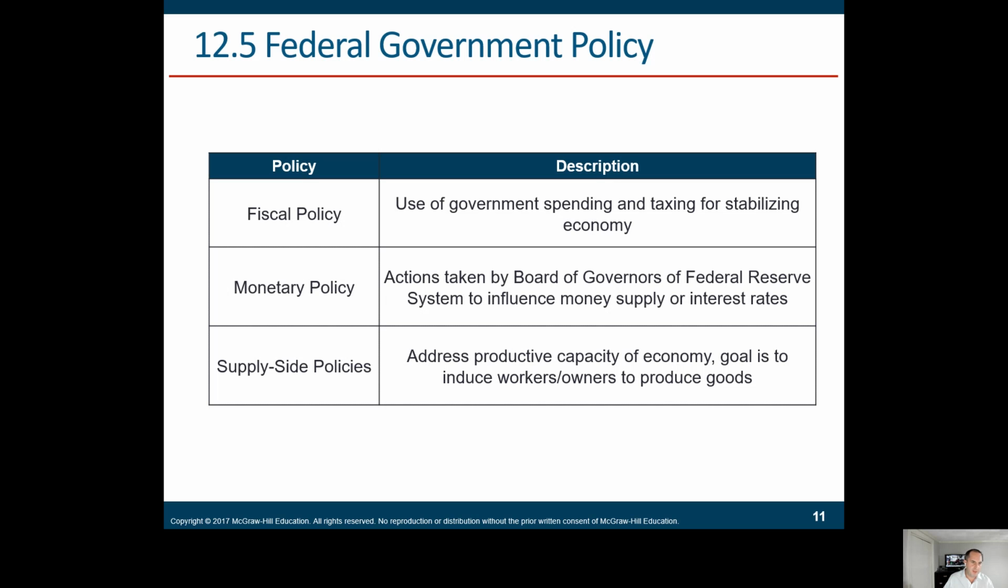And then supply side policies, which address the productive capacity of the economy, with goals to induce workers and owners to produce more goods. So supply side policies could be, once the economy is doing better, you can reduce unemployment benefits. That will get people off unemployment because they feel poorer on unemployment, and they'll feel richer going back to work. So that's an example of a supply side policy.